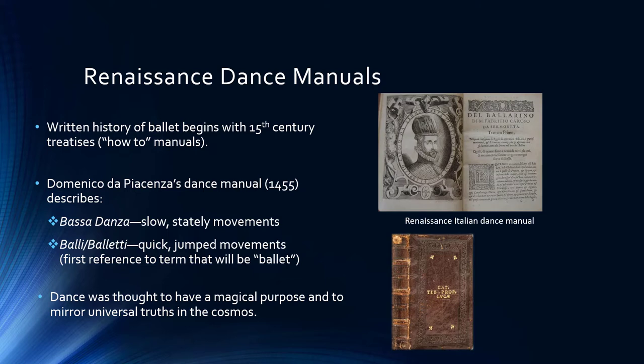Da Piacenza describes slow dances as bassa danza, or low dances, which are slow and stately, and contrasts those with quicker, more spirited and jumped movements known as balli or balletti. And here we'll find a reference to a term that we'll later call ballet. So in the Renaissance, there already came to be a division of dances that were low to the ground and those that were jumped or off of the ground, which actually corresponds to how ballet is taught today in terms of movements that go across the floor or movements that are sequences of jumps.